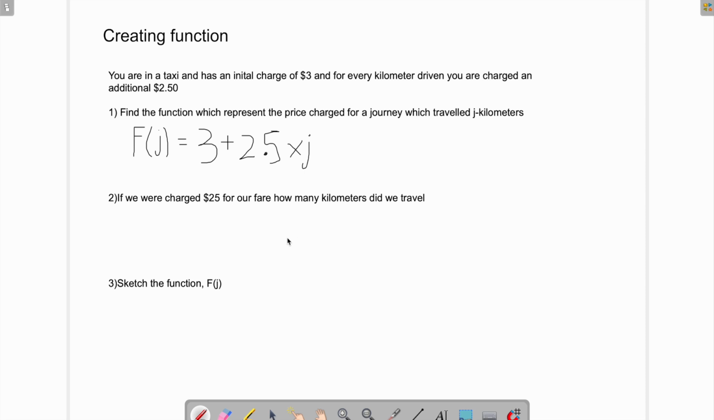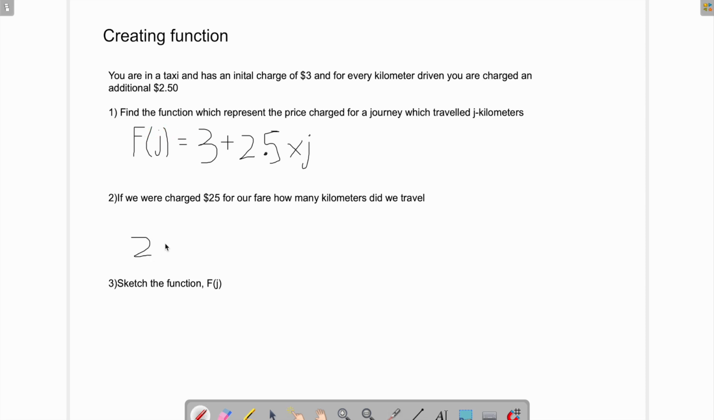Now we have a question. If we were charged $25 for our fare, how many kilometers did we travel? So what is that asking us? So as what function does this represent? This represents the price we were charged. So therefore, we know this from question 2. We know this to be 25. And it's saying how many kilometers did we travel? And in our function above, j is the number of kilometers. Therefore, we want to change this function and get it in terms of j. So let's do that now.